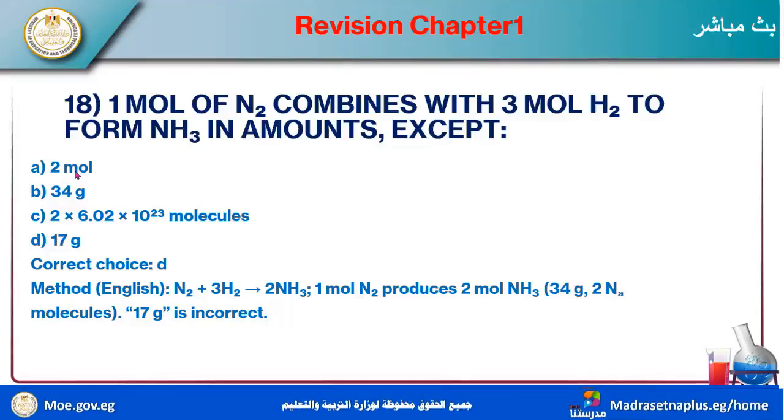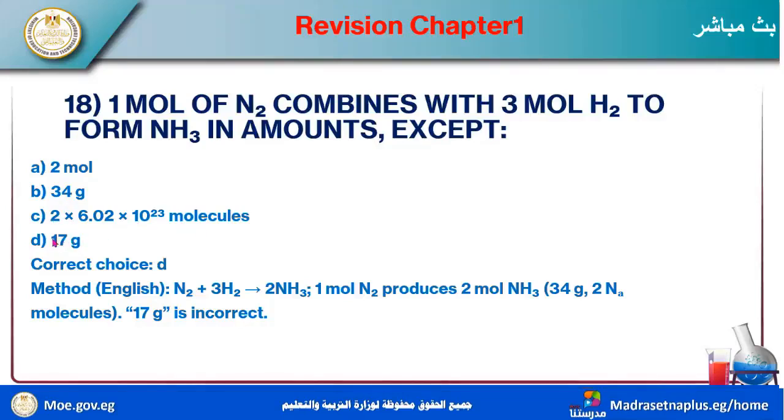2 moles of ammonia gas. Okay, this is true because N2 plus 3H2 produce 2 NH3. Okay, 2 moles equal 34. Yes, 2 times 17 equals 34. Number of molecules, this is true, times 2.